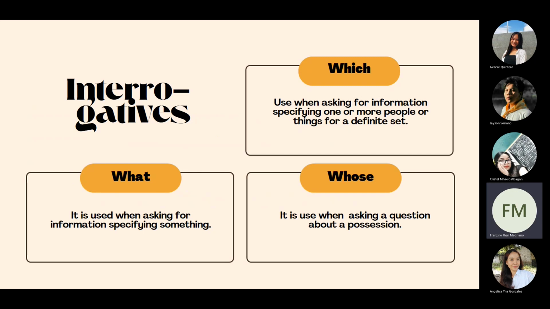There are three interrogative determiners: what, which, and whose. First, we have what. What is used when asking for a thing or things. Then next, we have which, used when asking for information specifying one or more people or things from a definite set. Then whose, which we use when asking a question about possession. Next slide, please.